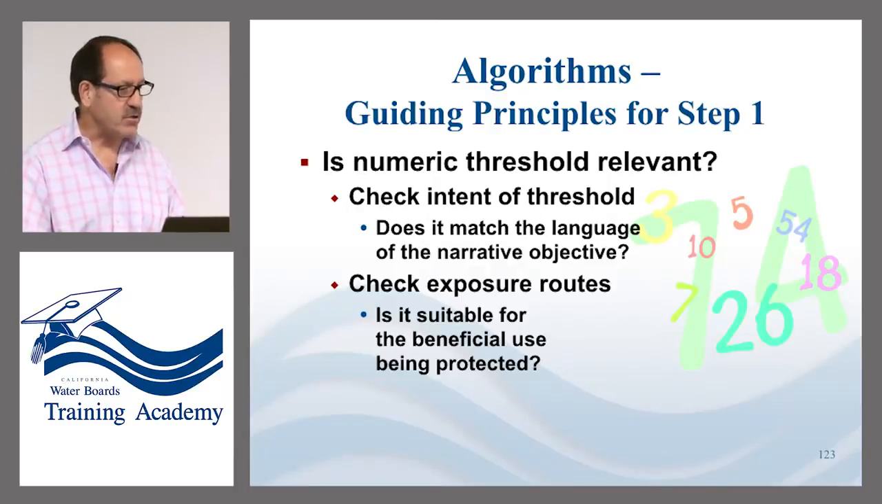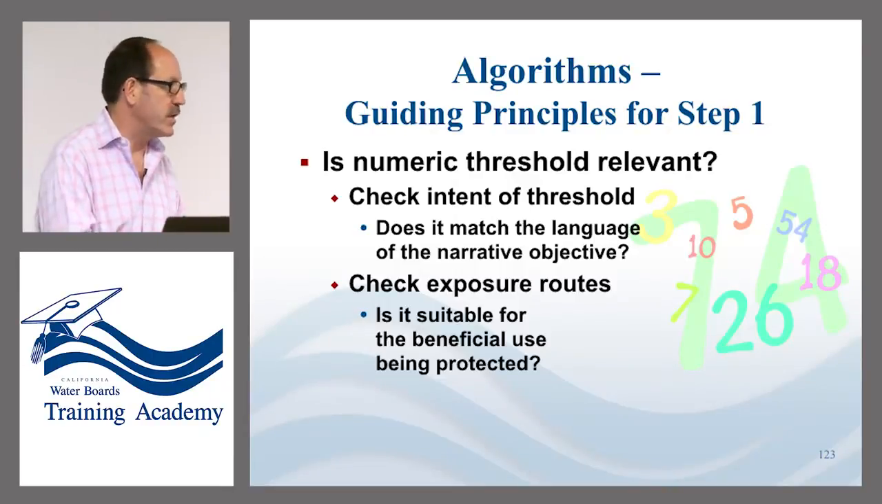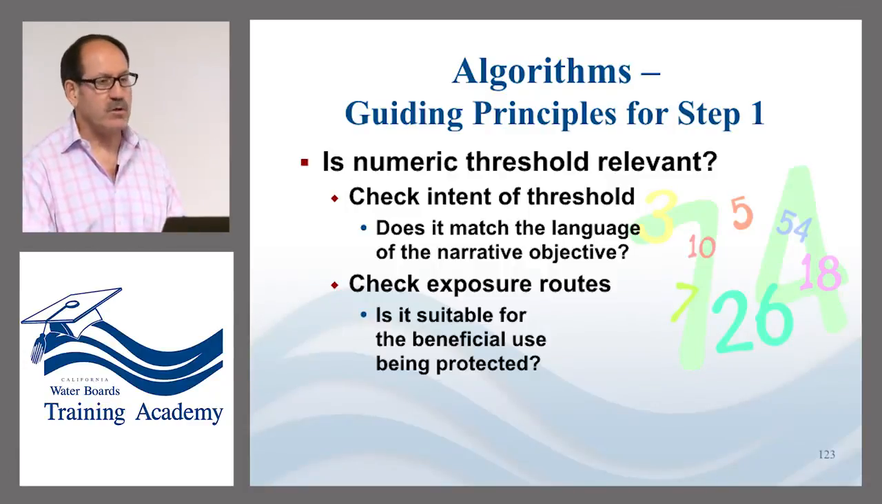Part of that has to do with checking exposure routes if you're looking at toxicity. So we're talking exposure to humans through eating fish and drinking the water, or just drinking the water. What are the exposure routes? Is it suitable for the beneficial use that you're trying to protect?